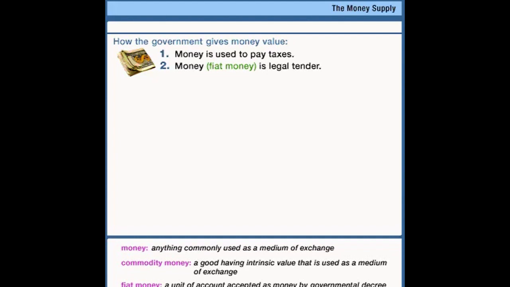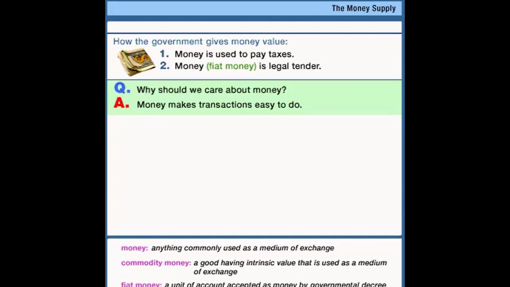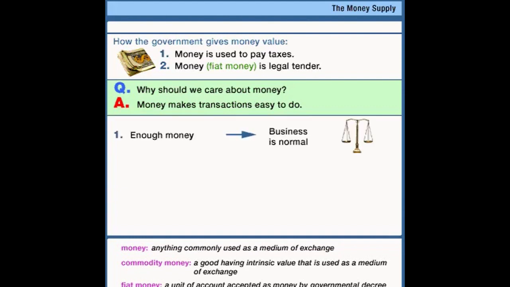Now, why should we care about money? Money makes transactions easier to do, and if there's enough money, then business proceeds normally. If there's too little money, then people revert towards something kind of like barter. They don't specialize, they don't trade, and in the modern world we call that a recession.